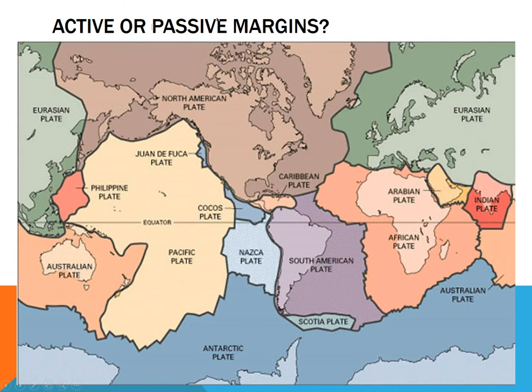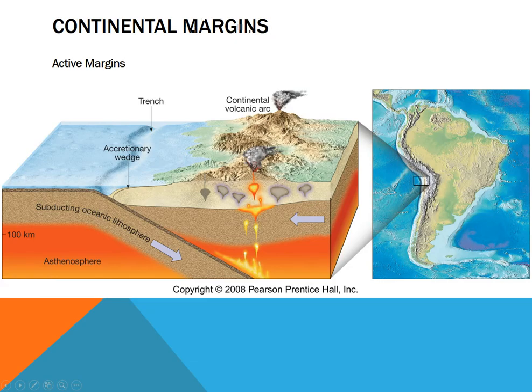So if you look along this map of the plates for the entire Earth, you can recognize where there is a margin that doesn't have a plate boundary, like the east coast of the United States. And you can see margins that do have a plate boundary, like the west coast of the United States.